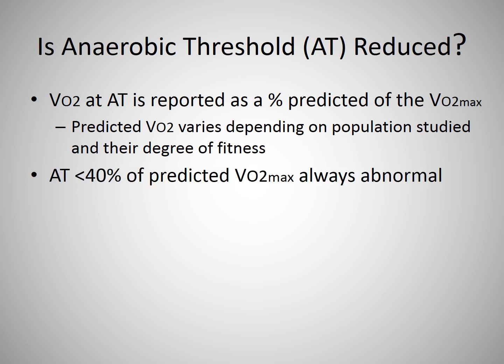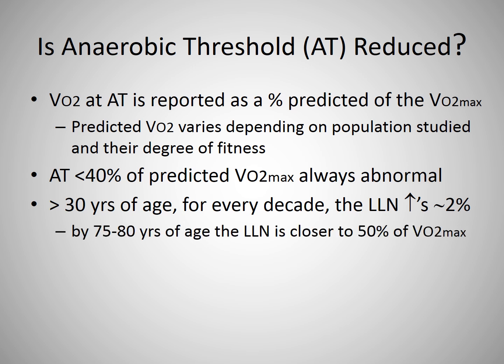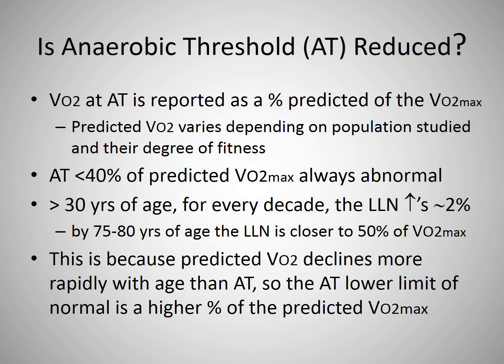There is general consensus, however, that an AT that is below 40% of the predicted VO2 max is always below the lower limit of normal no matter what age. Keep in mind, though, that as individuals age, above the age of 25 to 30, for every decade, the lower limit of normal probably increases by approximately 2%. So that by the time a person reaches 75 to 80 years of age, the lower limit of normal AT is closer to around 50% of their predicted VO2 max. This is because predicted VO2 declines more rapidly with age than AT, so the AT lower limit of normal becomes a higher percentage of the predicted maximum.